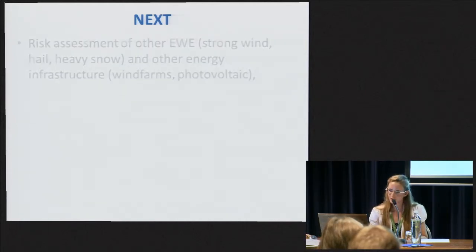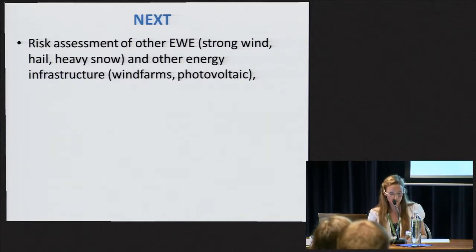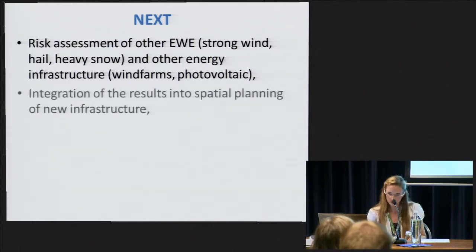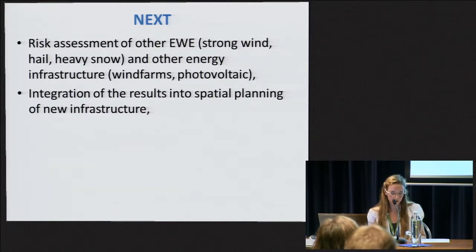So the next steps in our research include first, risk assessment of other extreme weather events, for example, heavy snow, strong wind, hail, as well as assessment of other infrastructure, for example, photovoltaic panels and wind farms. We also plan to integrate risk assessment into spatial planning. In the case study about power lines and glaze, I showed analysis of an existing plan, but we will use the results of risk assessment in earlier stages of planning, that means in preparation of alternatives.